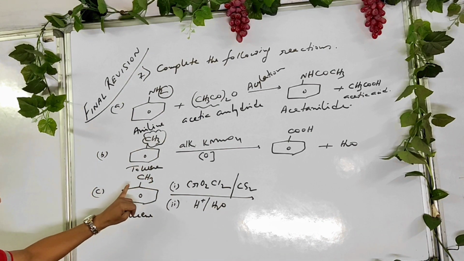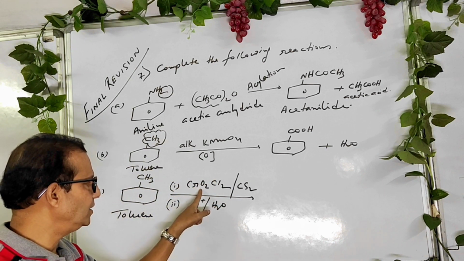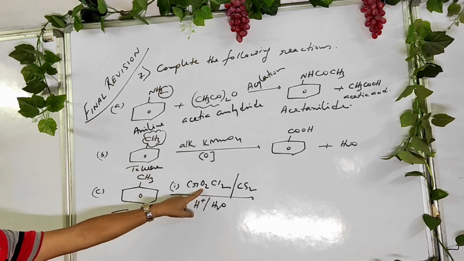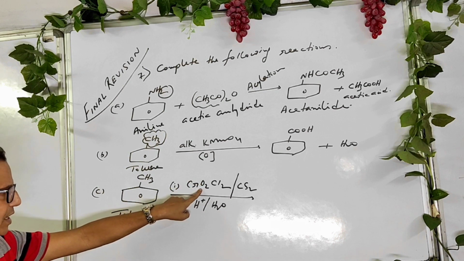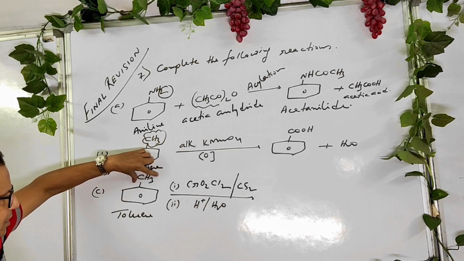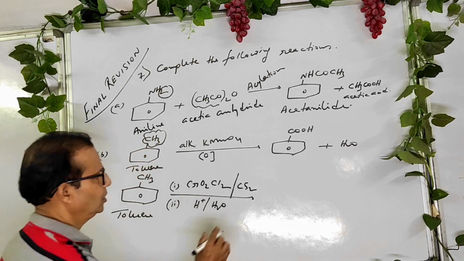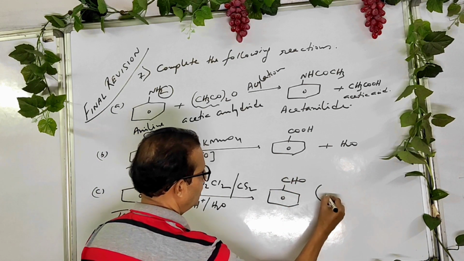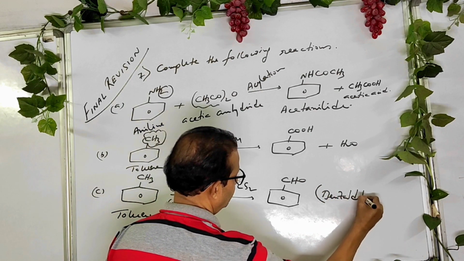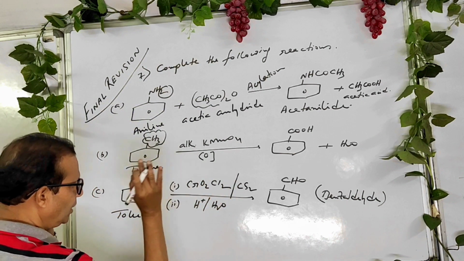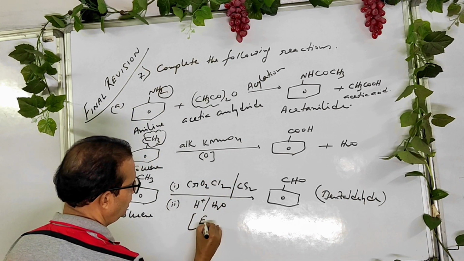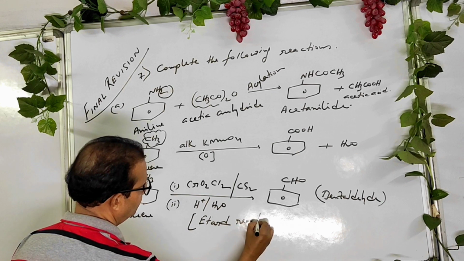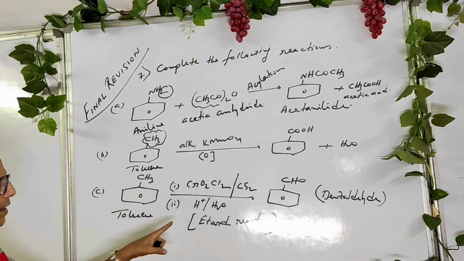Here also, this is chromyl chloride. It also acts as an oxidizing agent in organic chemistry. But chromyl chloride is a weak oxidizing agent. That's why the methyl group will change into aldehyde only. So you get benzaldehyde. This reaction is called the Etard reaction.